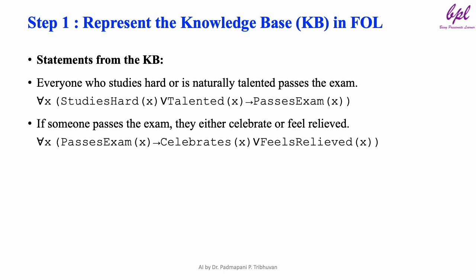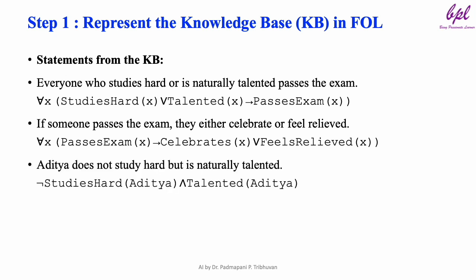Second statement: if someone passes the exam, they either celebrate or feel relieved. This statement can be represented with three predicates: passes exam, celebrates, and feels relieved. So this statement can be written as for all x, if x passes exam, then x celebrates or x feels relieved. Third statement is Aditya does not study hard but is naturally talented. We can use two different predicates: studies hard and talented. So this statement can be written as not studies hard Aditya and talented Aditya.